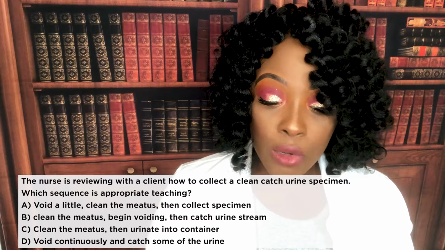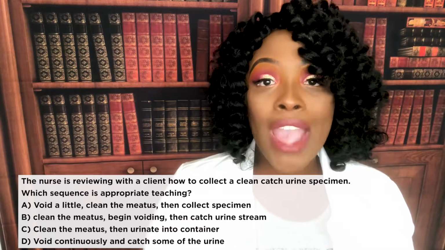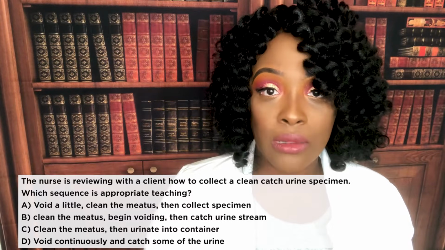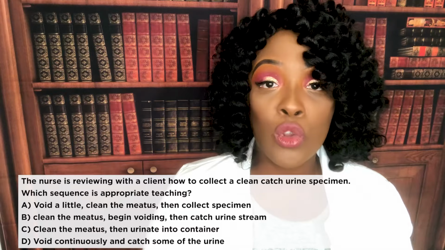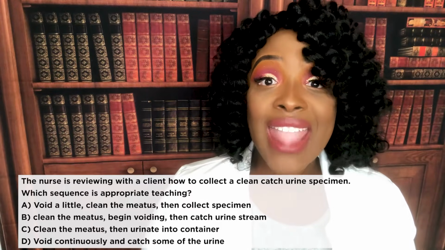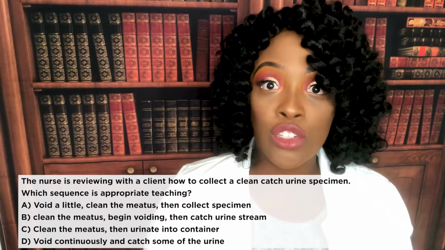And the correct answer is B, clean the meatus, begin voiding, and then catch the urine. Why do we do that? So you clean the meatus, right? Of course, you always want to clean the patient. Allow them to urinate. Allow that urine stream to begin. And then in the middle of that urine stream, then you want to catch the urine.